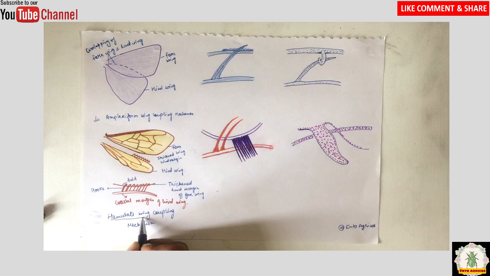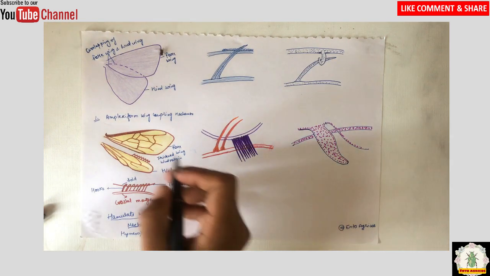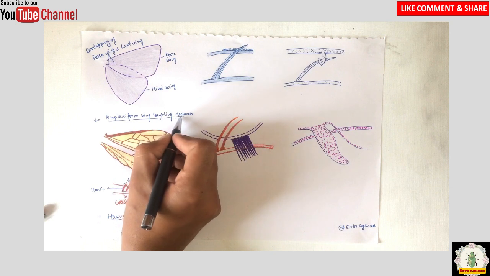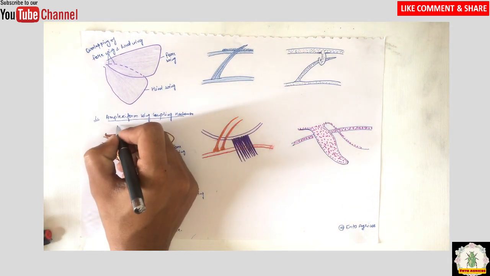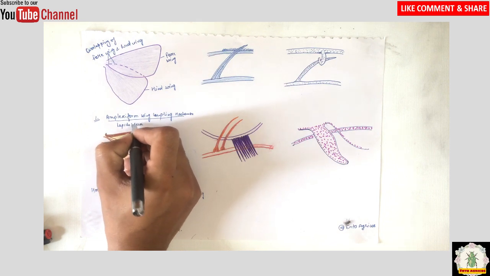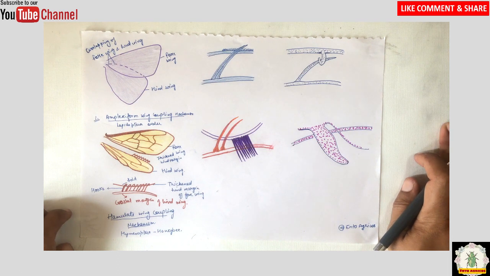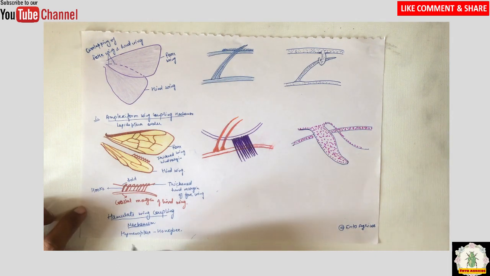This kind of wing coupling mechanism is seen in the order Hymenoptera, especially in honeybees, whereas the amplexiform was present in the order Lepidoptera. So this was all about hamulate wing coupling.